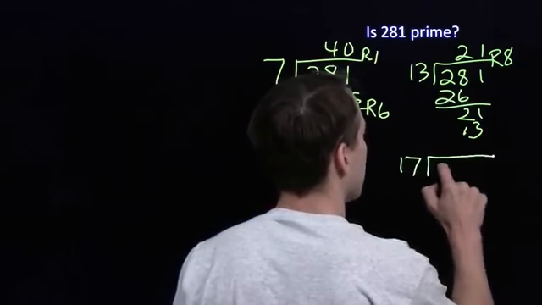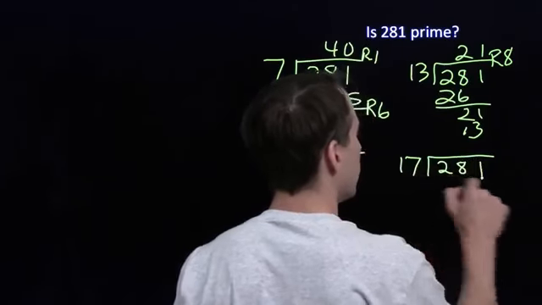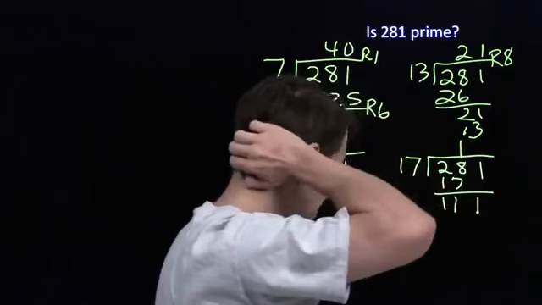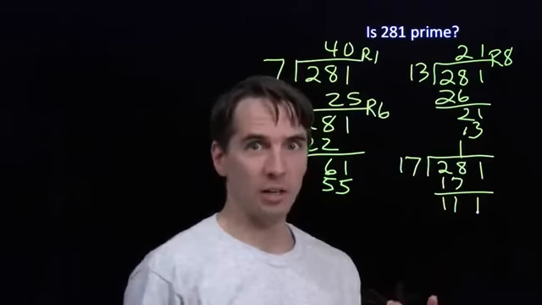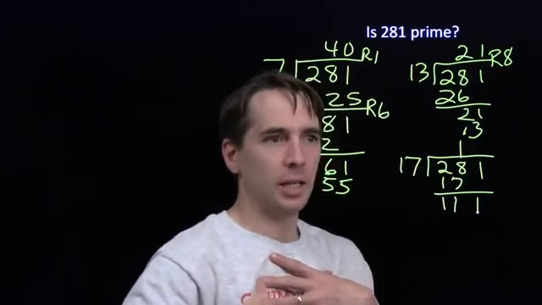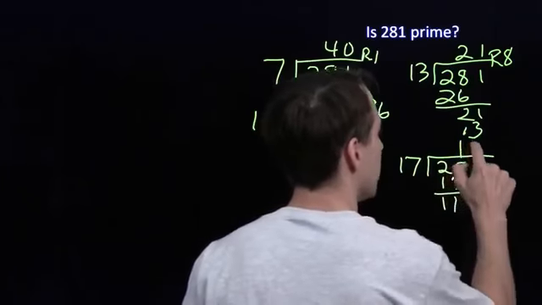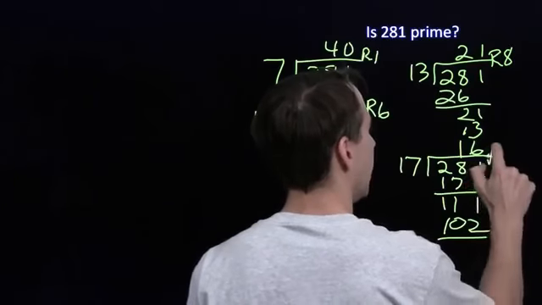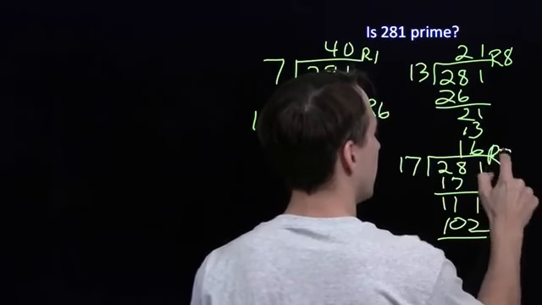Next prime is 17. We go into 281. We try that, goes in once. 111. 17 into 111. 17 times 5 is 85. Add another 17, I get 102. So 17 times 6 gives us 102. And that leaves a remainder of 9.